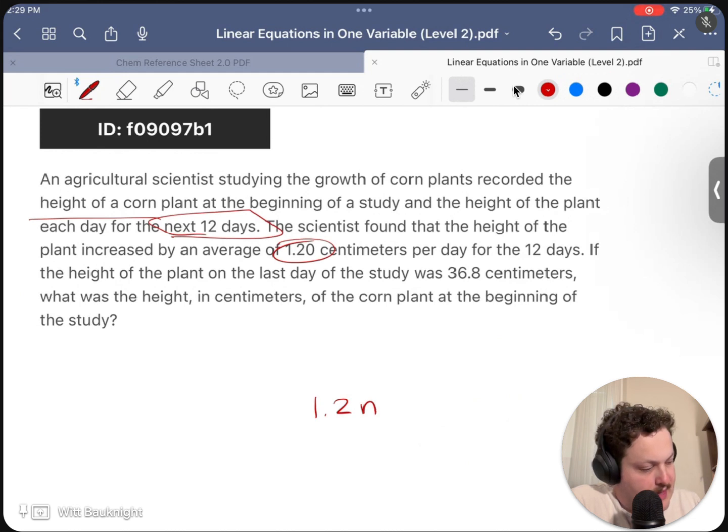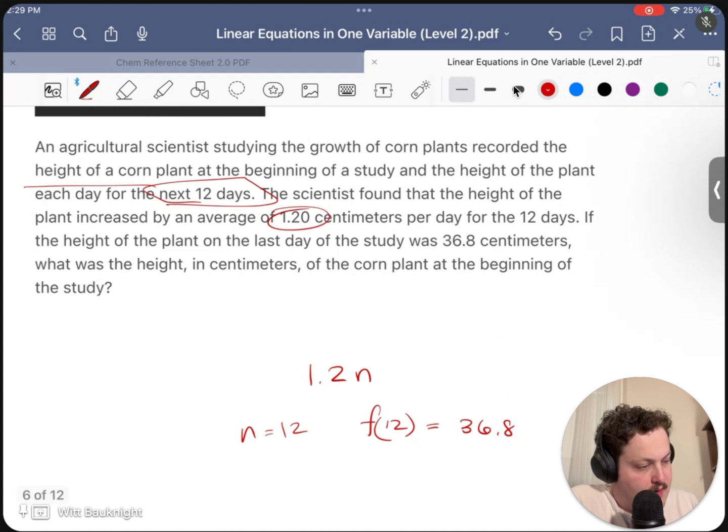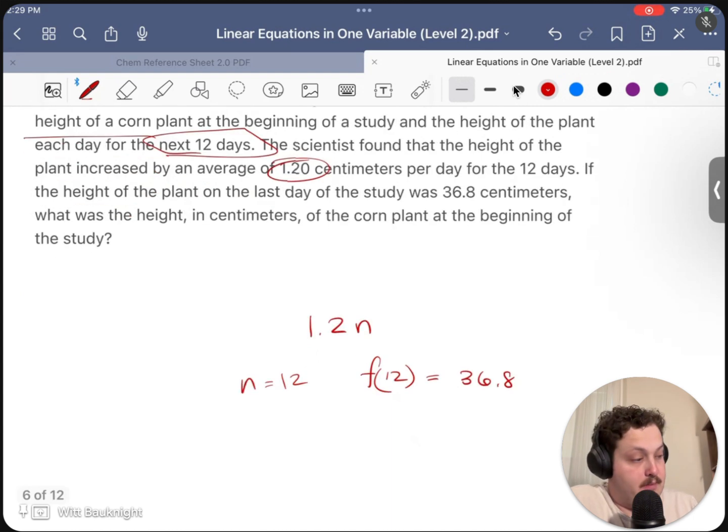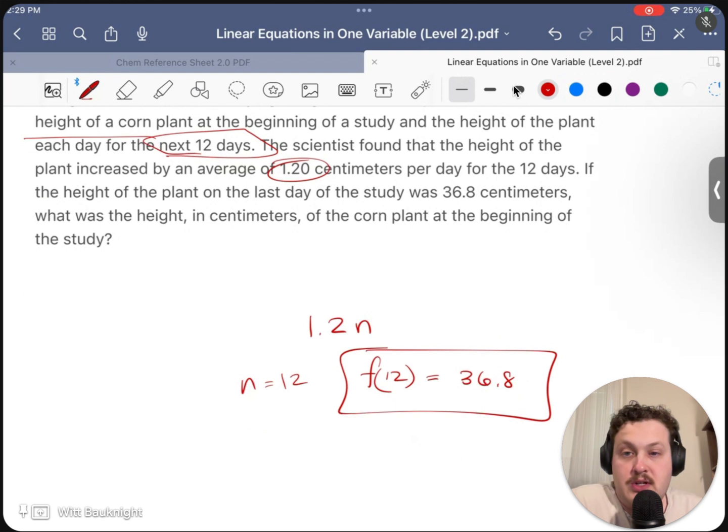And on the last day, when n equals 12, so f of 12 is equal to 36.8. What was the height at the beginning? Okay, so some function notation. If I'm inputting 12 for the days, we get an output value, a y value of 36.8.